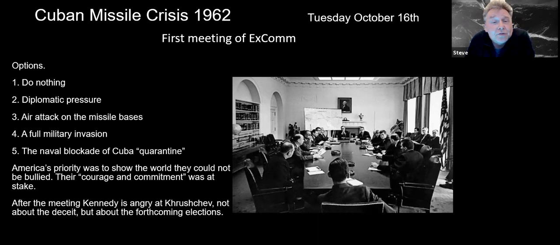Then after the meeting, Kennedy was talking to his brother Bobby, and he's really angry. He starts calling Khrushchev names, and he goes on about his deceit and everything. And the deceit he's talking about is that Khrushchev had previously indicated to Kennedy that he wouldn't cause any upsets before the forthcoming elections. He would sort of calm things down until that was all over. And Kennedy was angry that he'd actually caused a crisis before the elections.